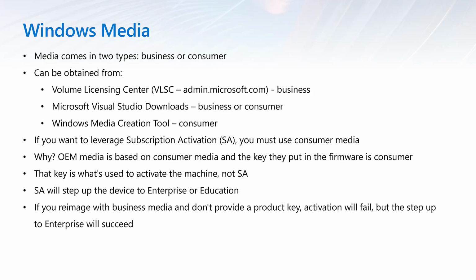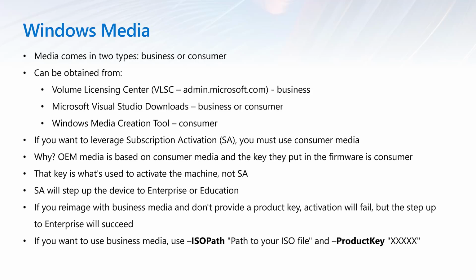So imagine if you download business media from volume licensing, because that's the only place you have access to media, and you don't want to use the built-in process that the script uses to download the media from the media creation tool. If you decide to just use your own business media, but you don't use the product key parameter and pass a product key, then activation is going to fail because you're using mismatched media. That media does not match the media of the key that's in the firmware.